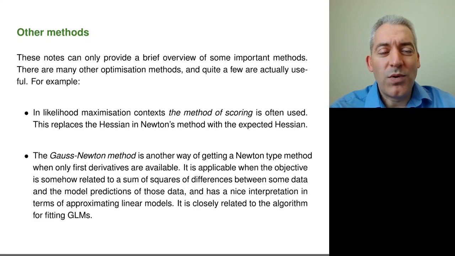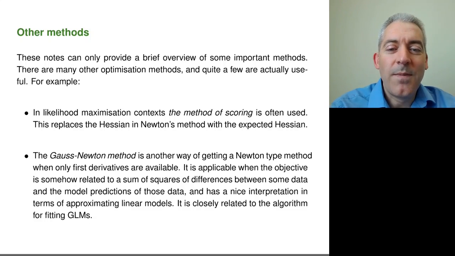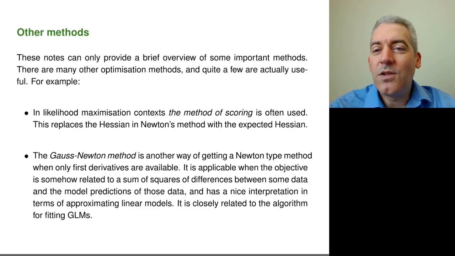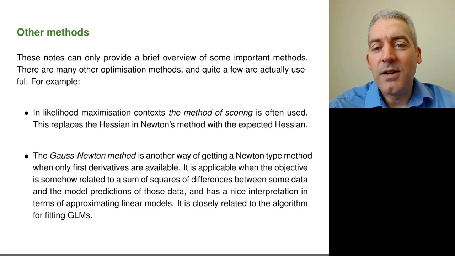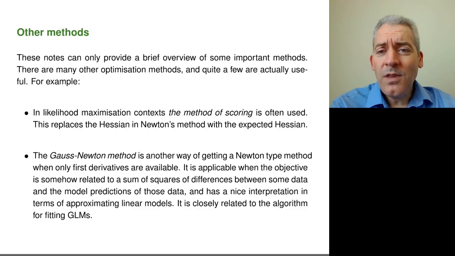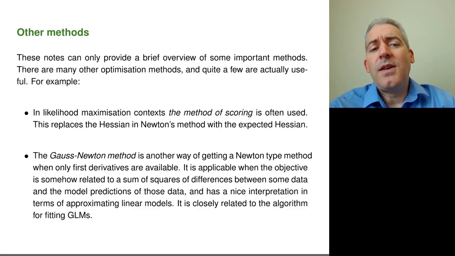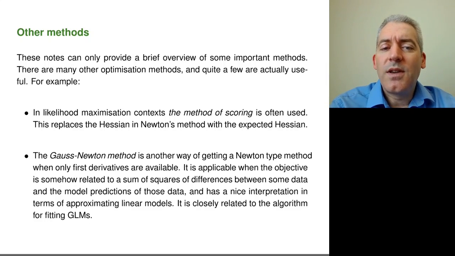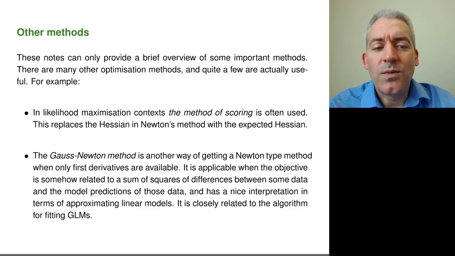And in fact, both of these methods here are relevant in the context of fitting generalized linear models. Okay, so obviously generalized linear models crop up a lot, and people have spent a lot of time thinking about the best ways to fit those. Actually, a straight Newton method generally works pretty well with GLMs, but these two variants are often used in that context as well.